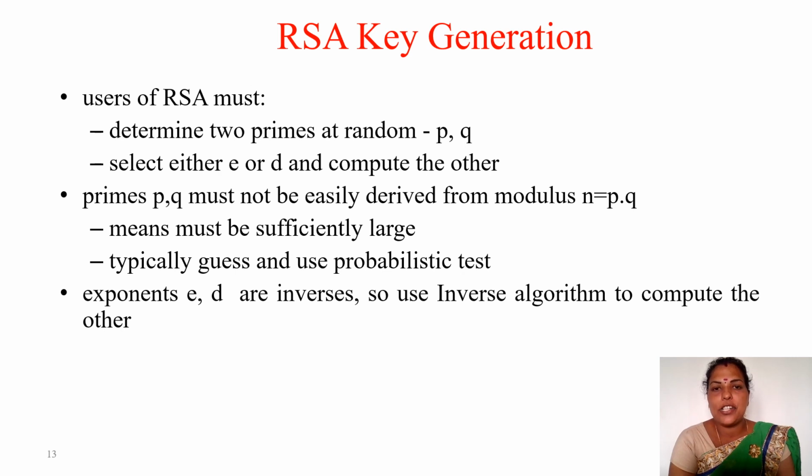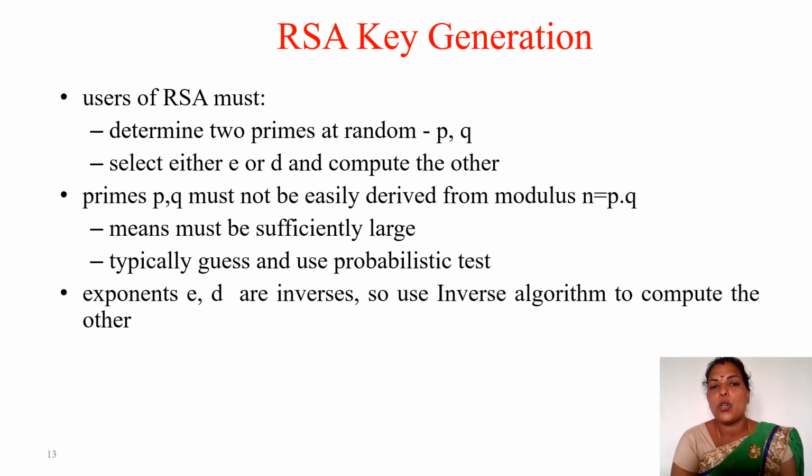Next is the key generation process. That is, users of RSA must determine 2 prime numbers at random. That is, P and Q values we are generating at random, and we are selecting either E or D and computing the other. So it is not always the case that E must be published to the public and D has to be kept secret. It is not the case. The reverse is also applicable. So based on our applications, we have to keep the private key for encryption or the public key for encryption. So based on the application only it works.